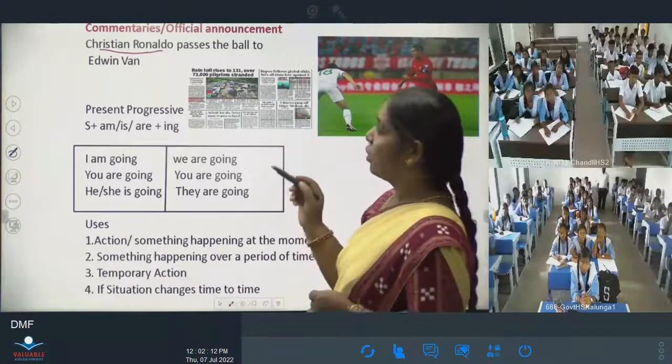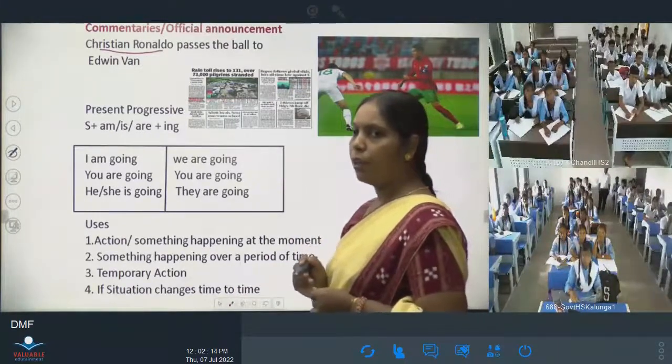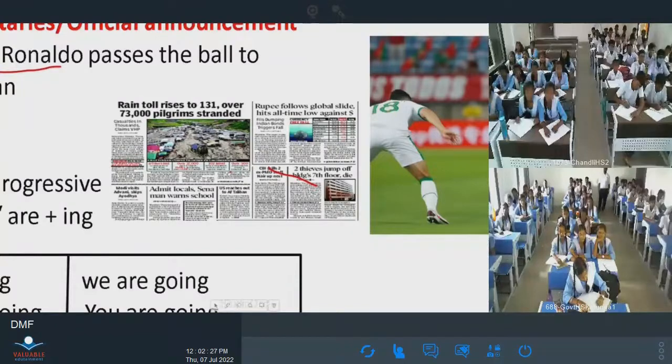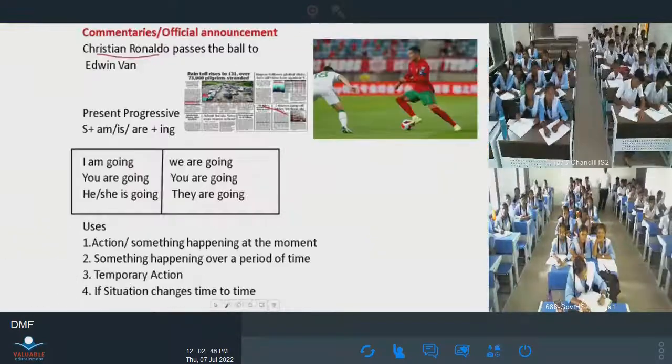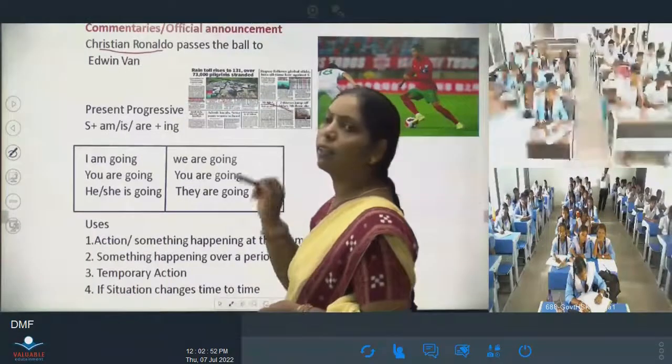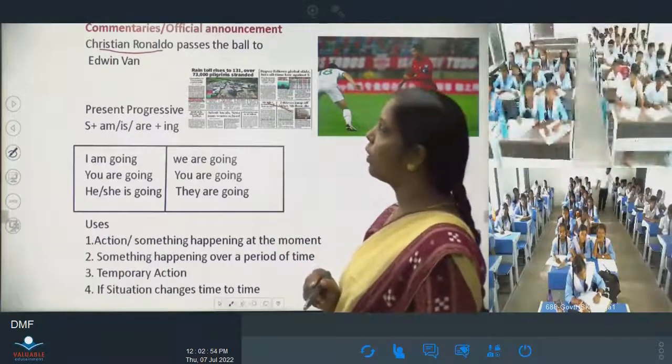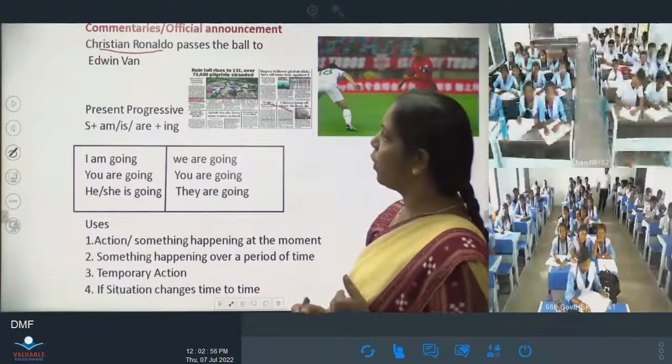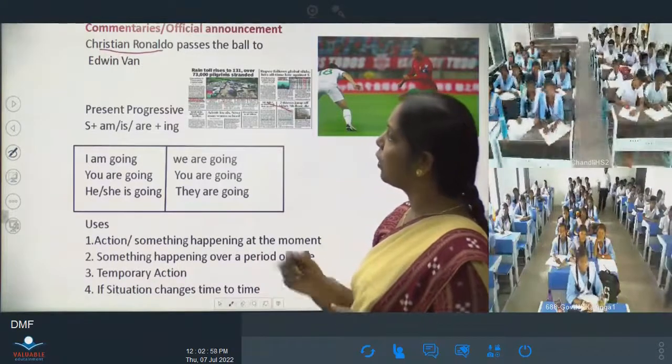Again, the headlines of newspapers also always use present simple tense. Look here, it is not visible, I think. It is not visible, that's why I am telling here. Rent toll rises to 131. Rent toll rises to 131 over 73,000 pilgrims.